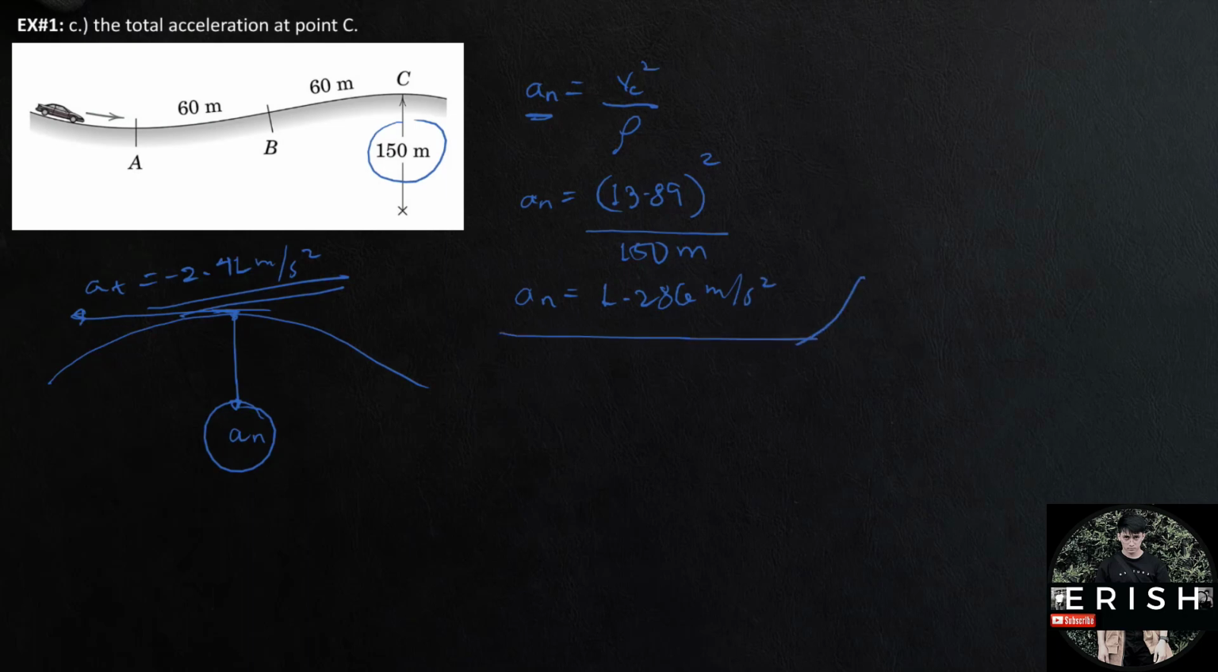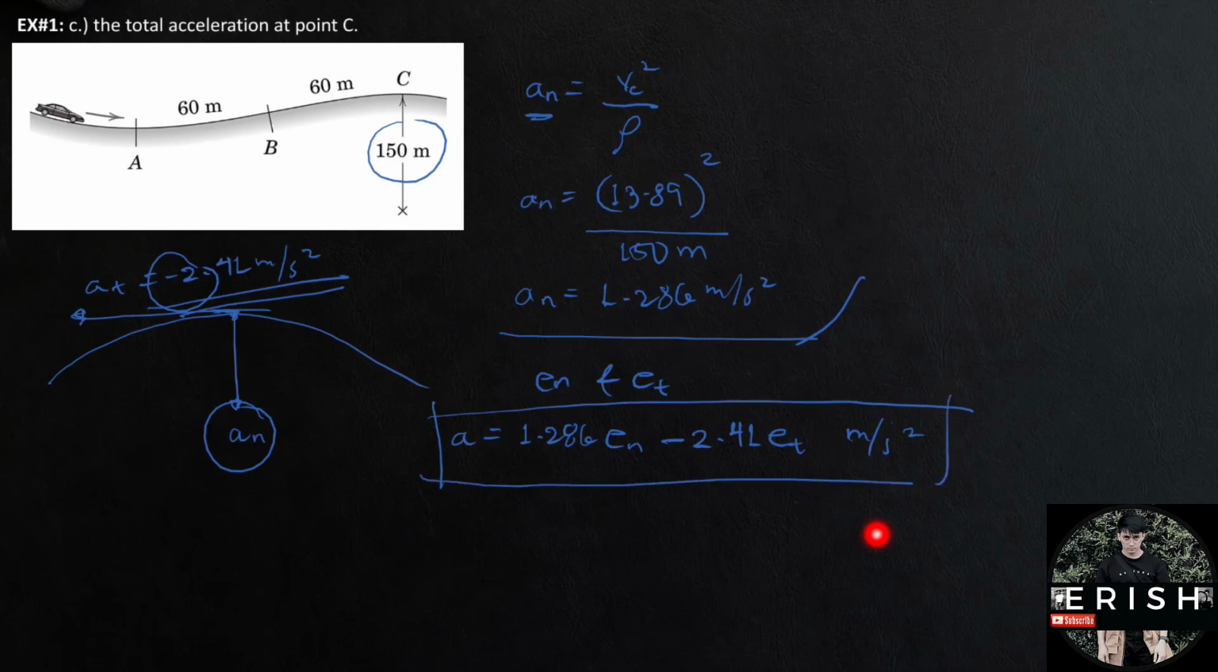So, with the unit vectors na en and yung et natin, in the normal and tangential directions, yung acceleration may be written as, kung gagamitan natin ng unit vectors, for normal and tangential components, the total acceleration can be rewritten as 1.286 positive yan, en minus 2.41 et. So minus kasi negative, eto yan, meters per second square. Pwede natin i-write as ganito. Kung in terms of vectors yung required sa atin.